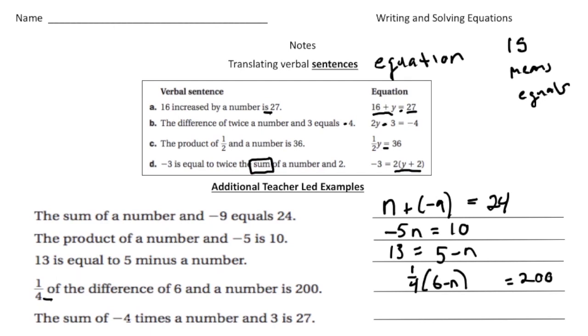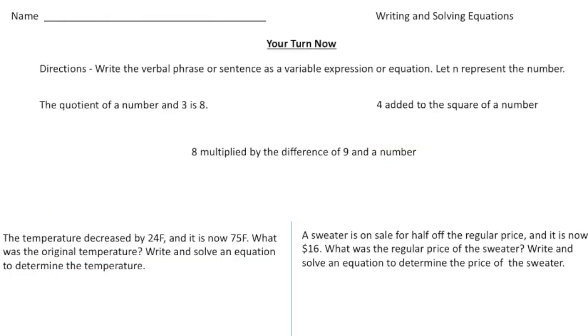Last but not least, the sum of negative 4 times a number and 3 is 27. So negative 4 times a number plus 3 equals 27. Alrighty, now that you have a better understanding of how to write and solve equations, the video is going to pause and some equations are going to pop up for you to try. When you are done with those, click play again and see how you did.